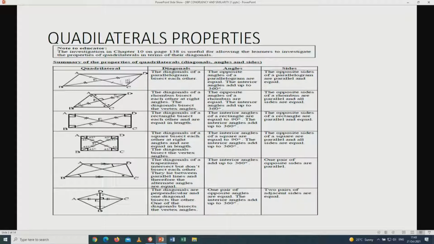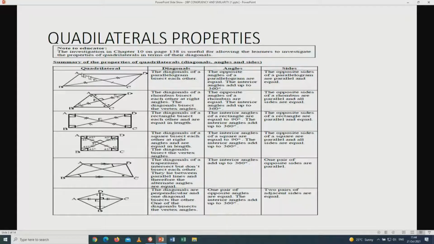In this quadrilateral, the diagonals of a parallelogram bisect each other. If, for example, you are given this diagonal is 20 and the other diagonal is 18, then you need to know they bisect each other. This will be 10, that will be 10. And note this side is equal to that side. This will be 9, this will be 9. And note this side is equal to that side. Just note there: side equals side.